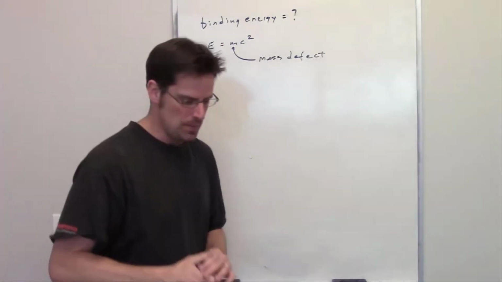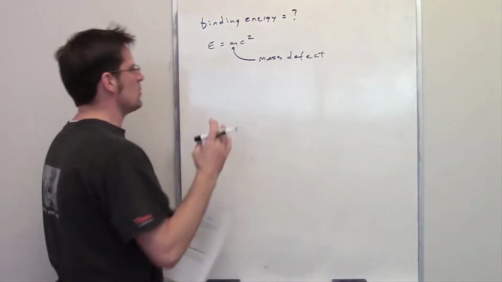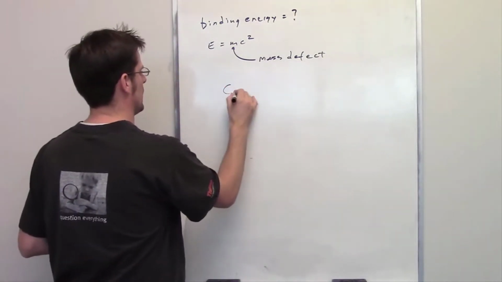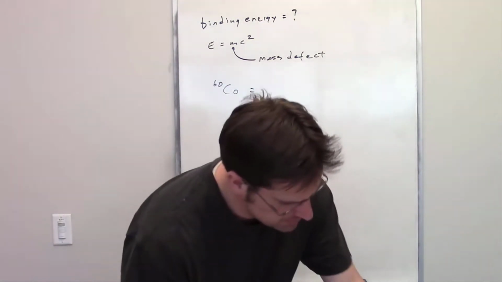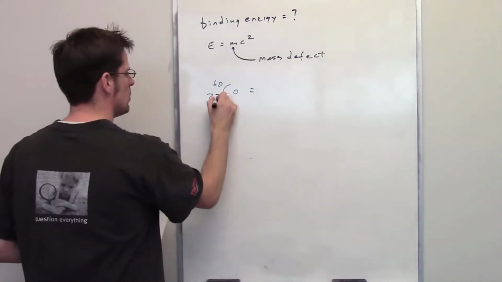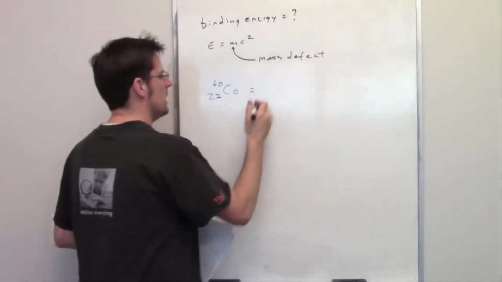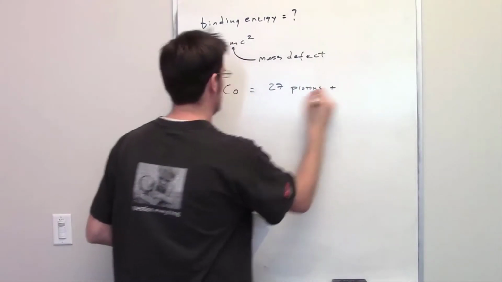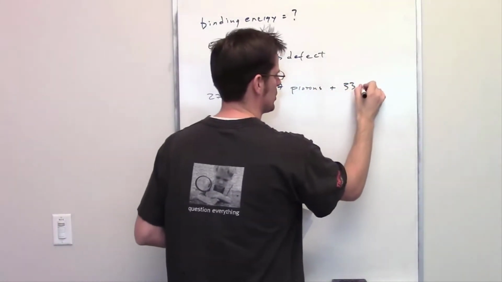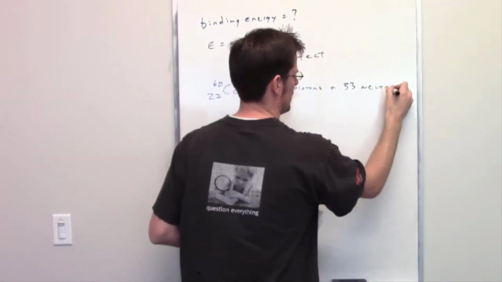But so, let's take a look here. What would a cobalt-60 atom look like? Well, a cobalt-60 nucleus, at least. And cobalt, if you look on the periodic table, is element number 27, which means that a cobalt-60 nucleus has 27 protons and 33 neutrons. Hopefully we're all cool there.